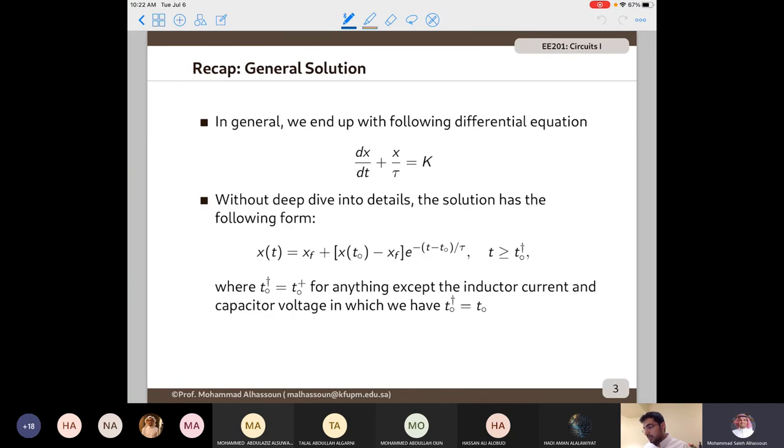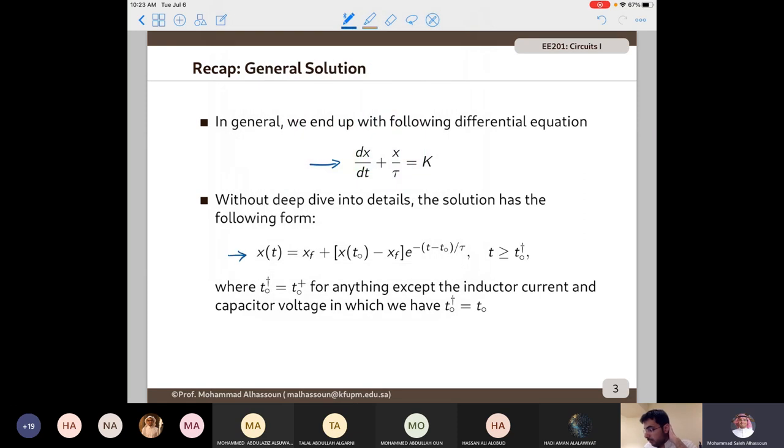So remember, in this chapter, the whole picture is to study the transient behavior of RC or RL circuits. When we started, we divided the problem into two sub-problems. One is the natural response, the other one is the step response. It turns out this distinction is kind of a simplification of the whole analysis, but overall, there is a general differential equation that we need to solve, and this is the differential equation.